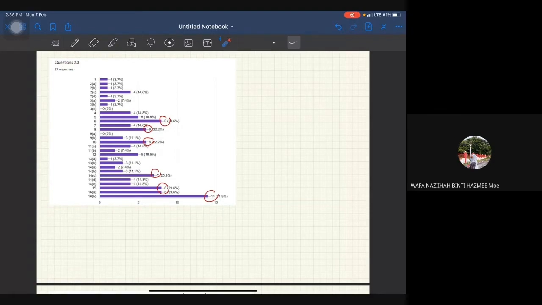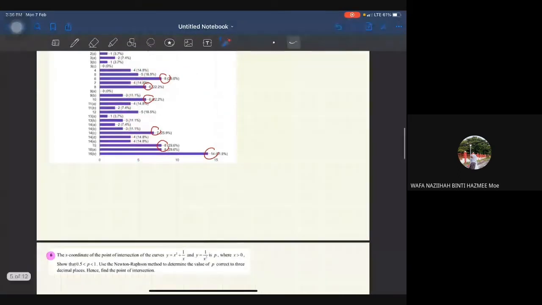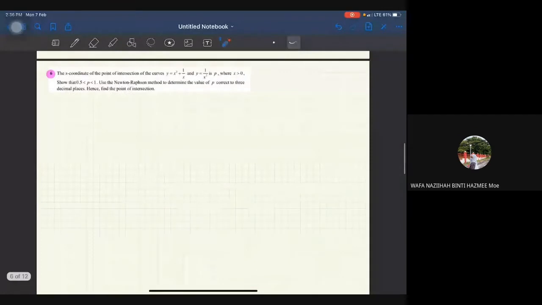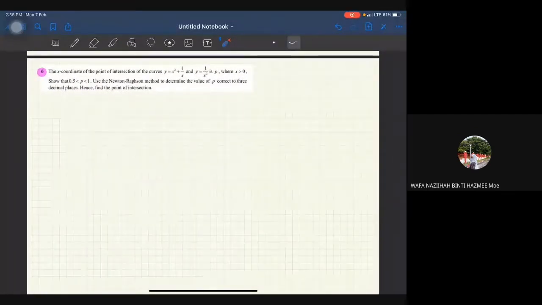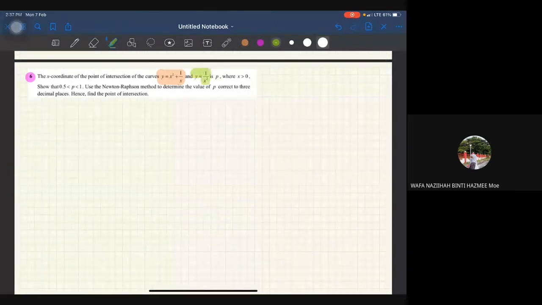Okay. So, jom kita bincang berdasarkan apa undian yang kat sini. Alright. So, yang first one is question number 6. Okay, so number 6 is in 3.2, which is Newton-Raphson method. Okay, so kita tengok soalan ni pasal apa. Alright, so the x-coordinate of the point of intersection of the curves y equal to, so dia bagi kita dua function. So we have this one and also this one. Okay, so dua function ini dia intersect. So dia akan berlanggar and then point of intersection dia, the x-coordinate adalah P.